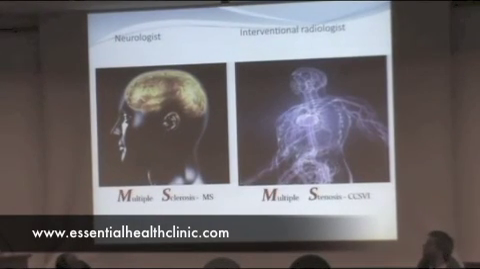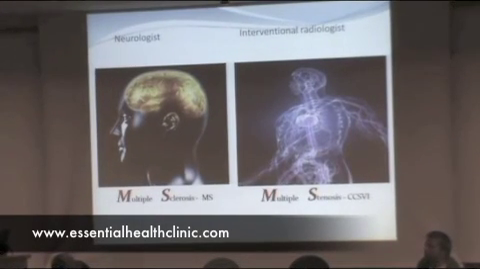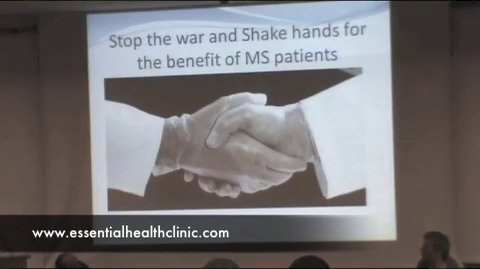So in conclusion, MS patients usually have MS and they have CCSVI. The MS, which is manifested by nerve damage and lesions in the brain and spinal cord, needs to be treated by our colleague, the neurologist. CCSVI is manifested by multiple stenoses and needs to be treated by the interventional radiologist or vascular surgeon or cardiologist. So it's time for both to shake hands and to treat the MS patient.